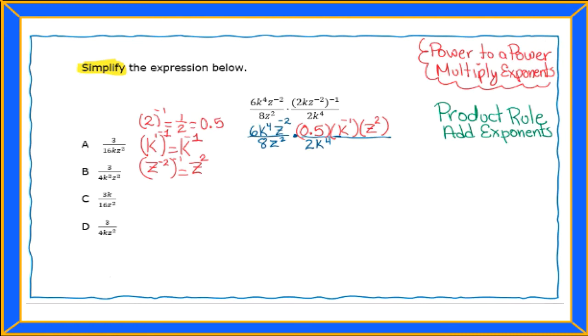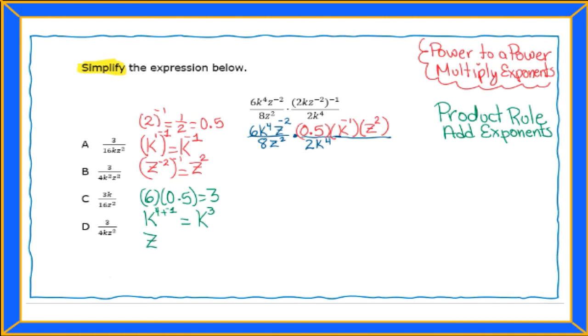So let's start with a coefficient. I'm going to multiply 6 times 0.5, which gives me a 3. Okay. Then I'm going to take care of the base with a k. So k was raised to the fourth power. Is that right? But then on the second side, I have k to the negative 1 power. But I'm supposed to add, so I'm going to say plus negative 1. Don't forget the negative 1, right? And that will give me k to the third power. Everybody with me? Okay, let's check out the z.